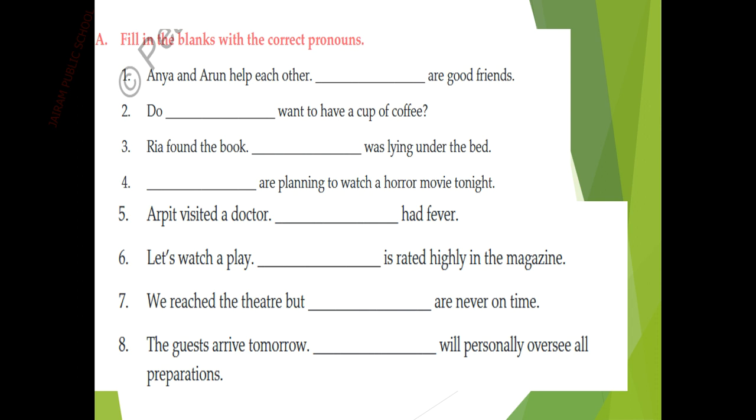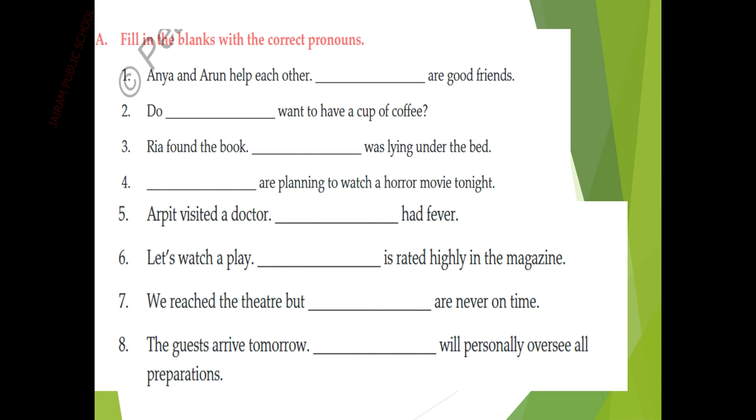Number 6. Let's watch a play. Dash is rated highly in the magazine. In the second sentence, which is rated highly in the magazine? The play. So you should use a pronoun which is it. Let us watch a play. It is rated highly in the magazine.